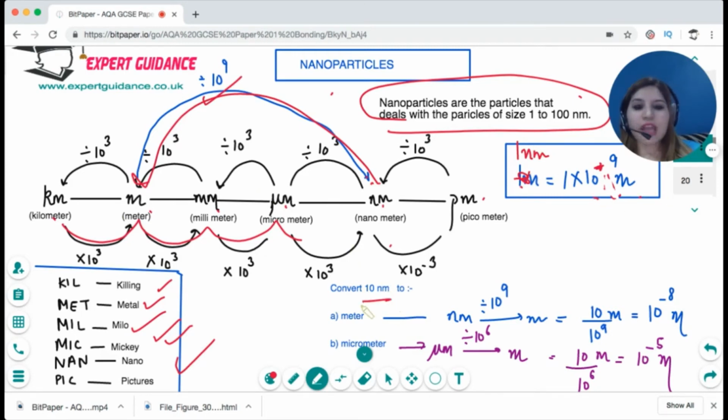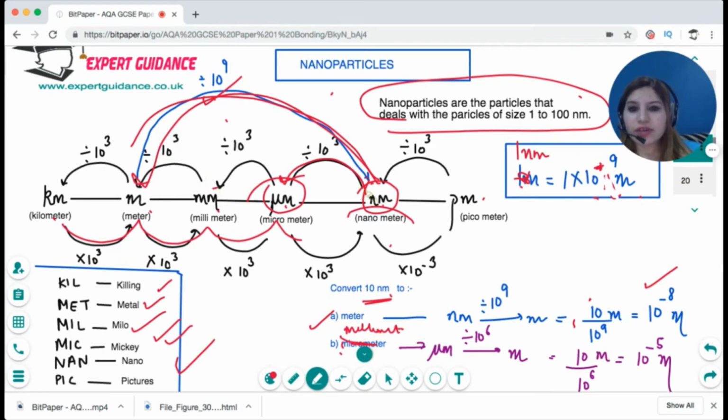For example, convert 10 nanometers to meters. So nanometer to meter is divided by 10 to the power 9. So 10 divided by 10 to the power 9 is 10 to the power minus 8 meters. Convert 10 nanometers to micrometers. So now let's see how you do that. 10 nanometers is here, micrometer is here. They both have a gap of 10 to the power 3, so nanometer to micrometer you divide by 10 to the power 3. So this is 10 nanometers, this is millimeter. So if you are converting 10 nanometers to millimeters, you divide by 10 to the power 6. So that becomes 10 to the power minus 5 meters. So I hope this is clear to you.